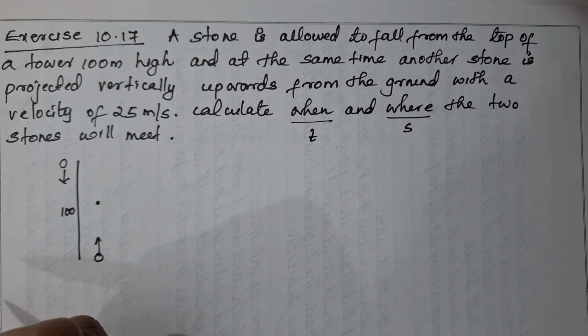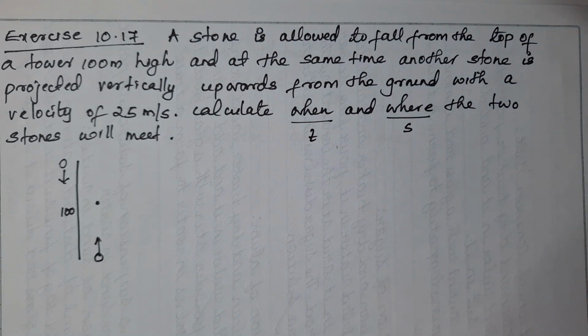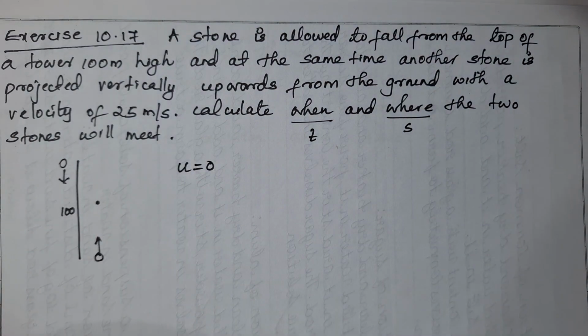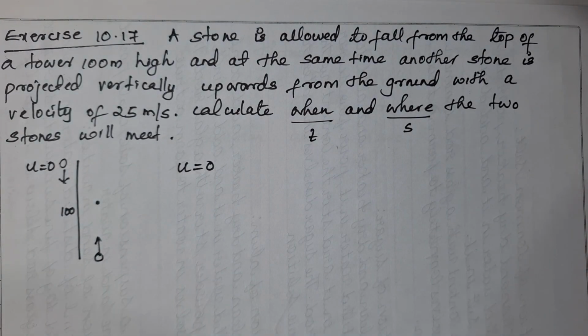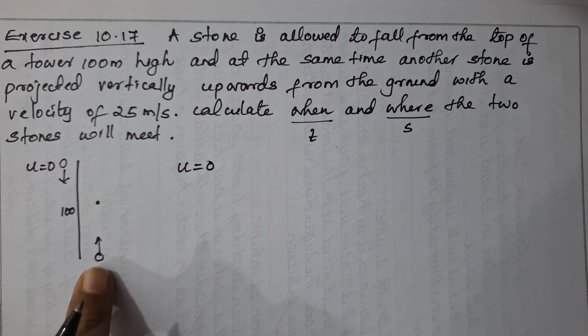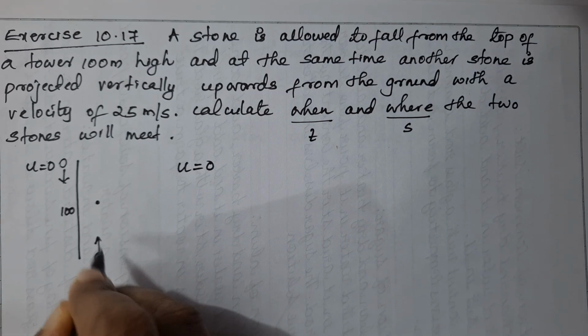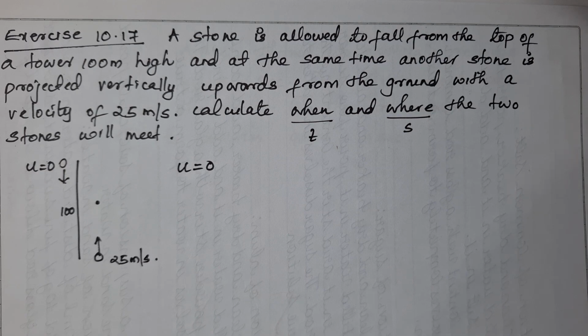And this stone is just allowed to fall, which means the stone is not thrown, it is just falling. No external force is there to give it a push. So we can choose the initial velocity for this stone as 0. For this stone that is falling downwards, the initial velocity is 0. And what about this other stone? It is thrown with a velocity of 25 meter per second, so its initial velocity is 25 meter per second.